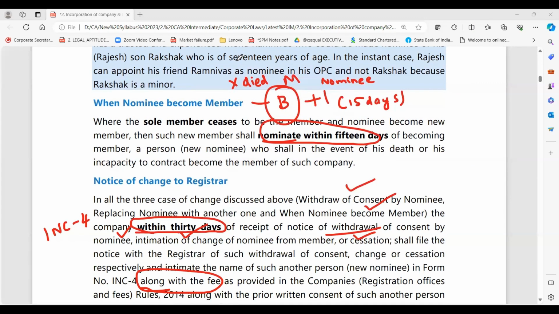Go ahead. Section 173 is board meeting, sir. Correct. 173 is board meeting. Correct. Yes, sir.